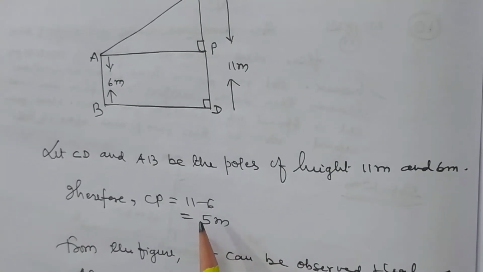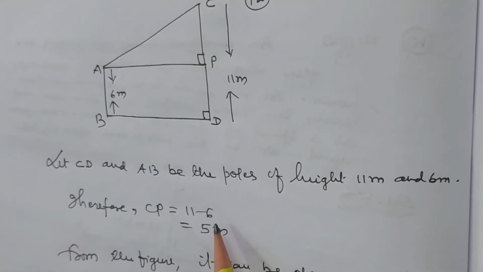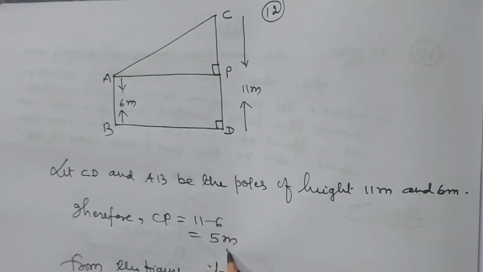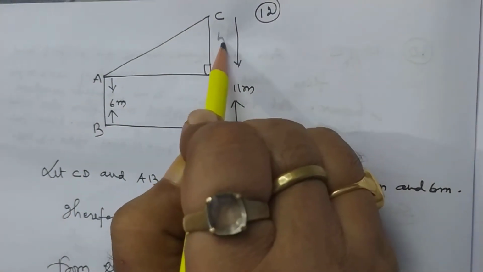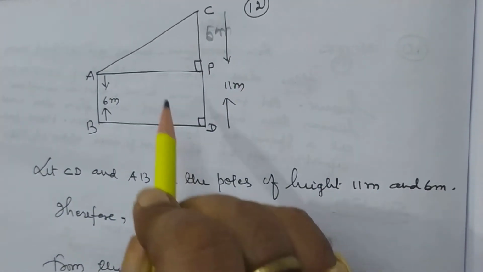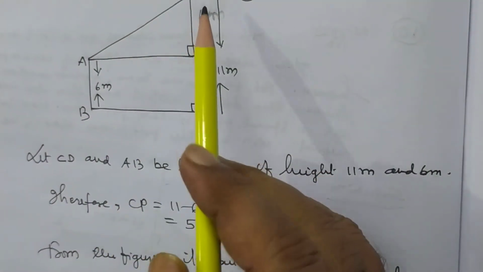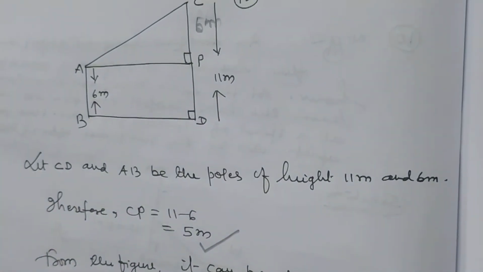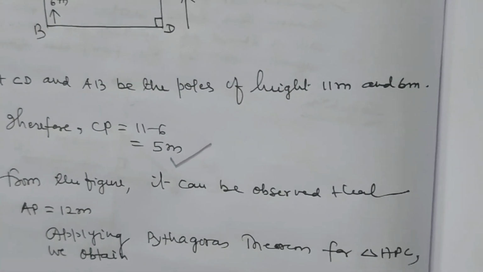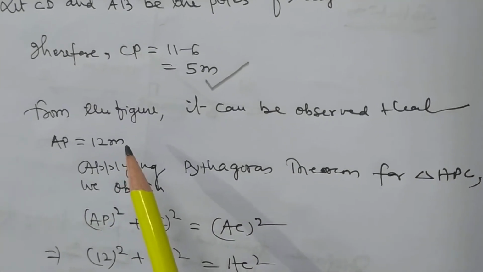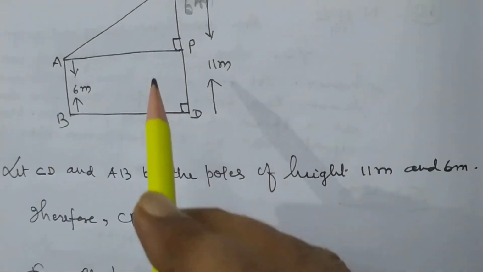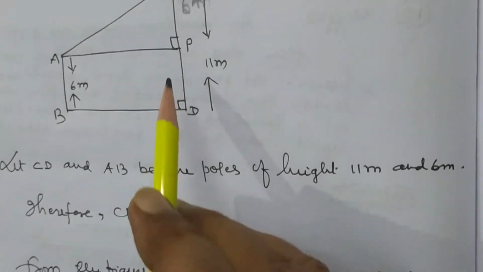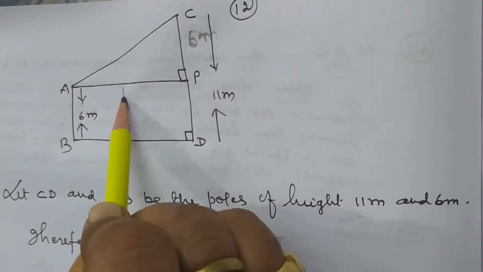So CP is equal to CD minus PD. PD is equal to 6, so CP is equal to 5 meter. This is 5 meter. And this BD is equal to AP. So you have to find this AP. Now, AP is equal to how many meters? 12 meter, it is given. From the figure, it can be observed that this AP is equal to 12 meter.